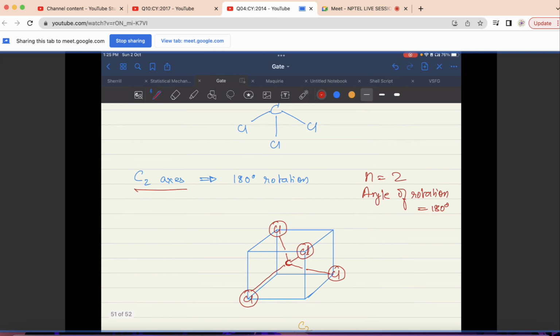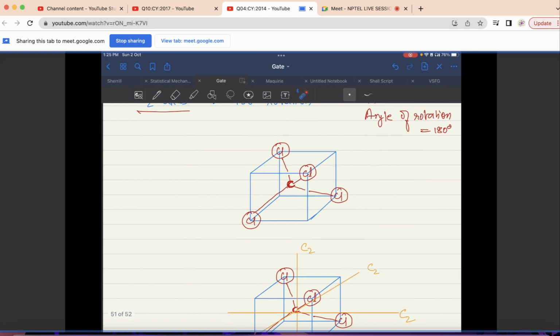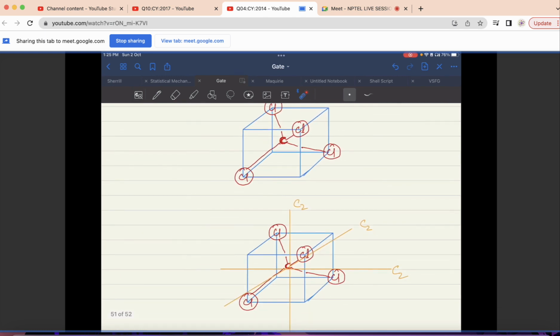So this is my molecule, a tetrahedral structure, and it's a little difficult to imagine. So I have drawn it in a cube, and you can now imagine how the Cl atoms are arranged in tetrahedral positions. This is my carbon here, and these are the 4 Cl atoms. If I am doing the C2 rotational operation, it should do a 180-degree rotation. So this is one axis of rotation here.